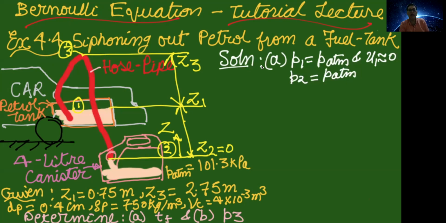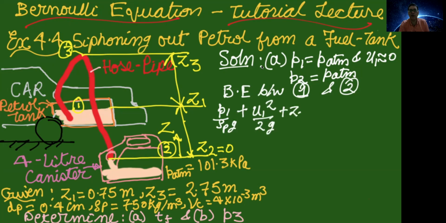To calculate the filling time, we are interested to determine the exit velocity for the pipe. To determine that, we apply Bernoulli's equation between 1 and 2. And the equation is presented in the head form: P1 by rho_p g, where rho_p is the density of the petrol, plus U1 square by 2g plus Z1 is equal to P2 by rho_p g plus U2 square by 2g plus Z2. This is the pressure head, this is the kinetic head, and this is the elevation.